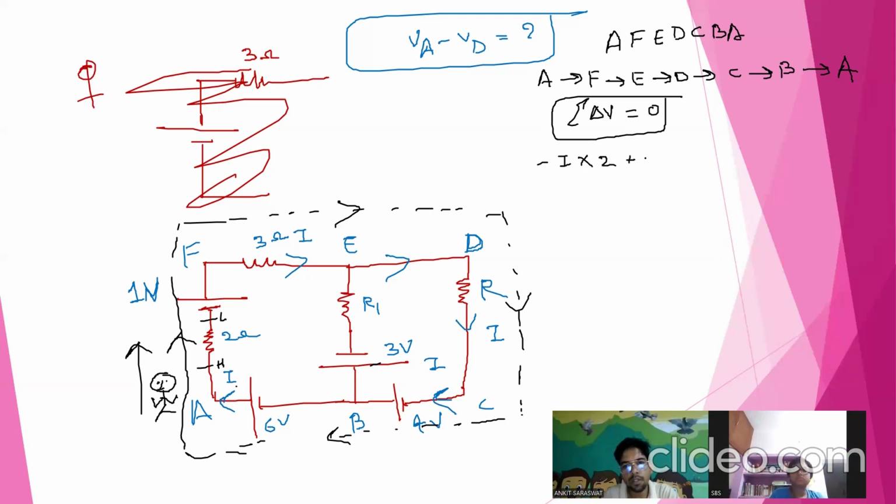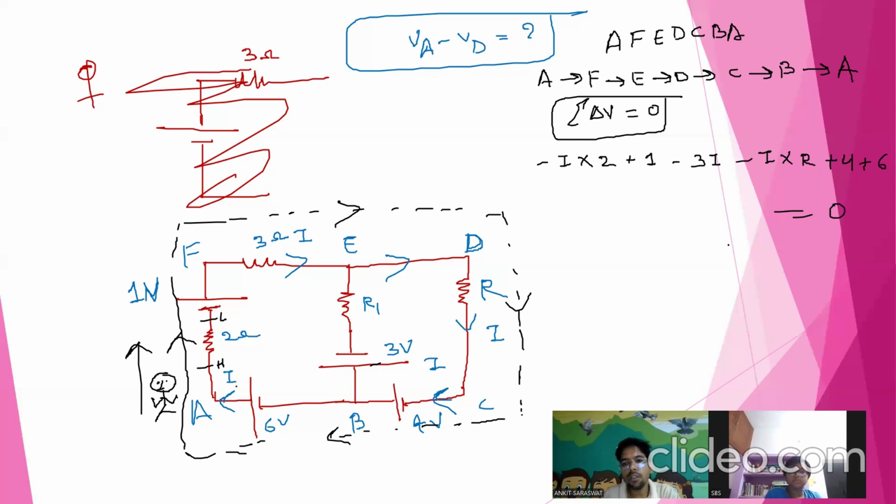plus 1. F to E, minus 3I, high to low you are going. Then E to D, how much? Minus, what is the answer? Minus I into R. C to B plus 4, low to high you are moving. Then B to A plus 6. It should be 0. Clear?